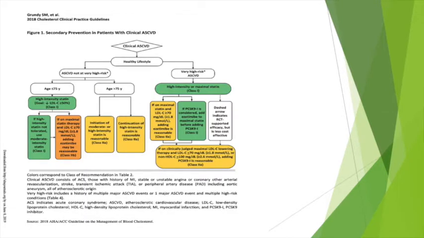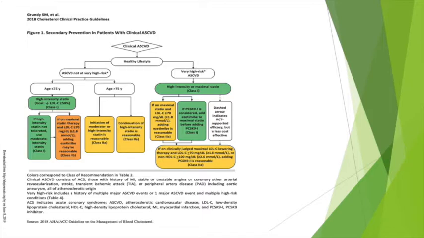Clinical atherosclerotic cardiovascular disease, or ASCVD, is an umbrella term that consists of the following: acute coronary syndrome, ACS, stable or unstable angina, cerebrovascular accident, or CVA, or transient ischemic attack, TIA, peripheral artery disease, and history of arterial revascularization.